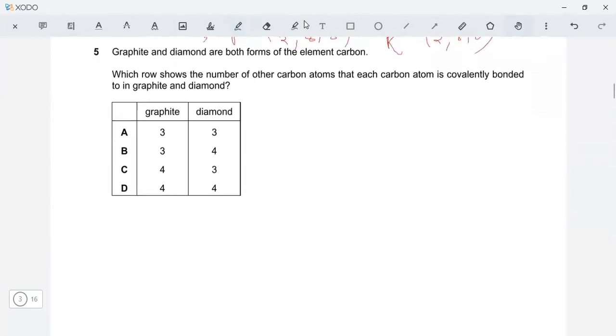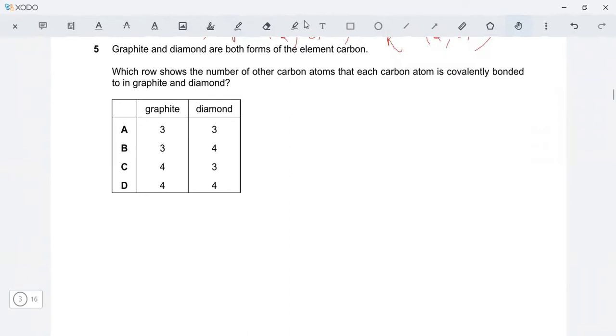Very simple. Question 5: graphite and diamond are both forms of the element carbon. Which gives the number of other carbon atoms that each carbon atom is covalently bonded to in graphite and diamond? It's very easy to answer, right? So graphite, how does it look? Both of them are made of carbon. In graphite, one carbon is attached to how many carbons? This central carbon is attached to 1, 2, 3 carbons. So this is the structure of graphite, trigonal, right?